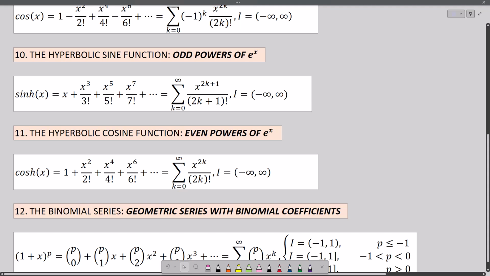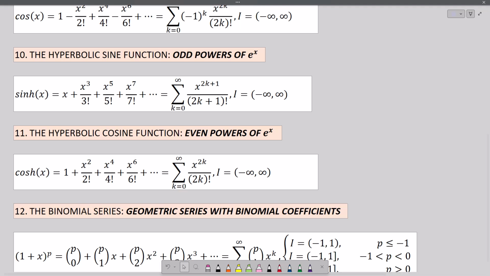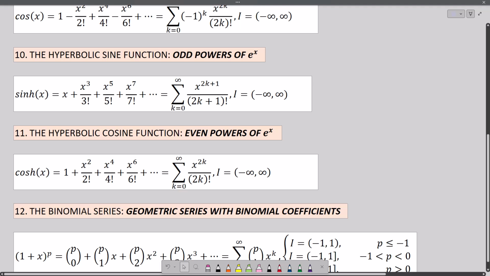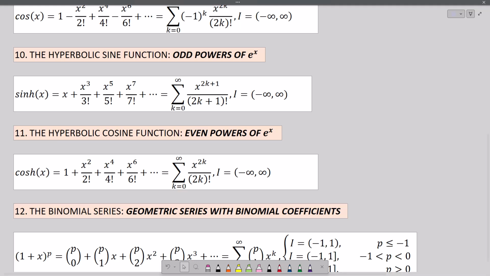Sinh and cosh look almost identical to sine and cosine, except everything is positive, and these are exactly from e to the x, which we saw back when we did hyperbolics, and we saw that cosh of x is e to the x plus e to the negative x divided by 2. That equation will hold if you look at them in terms of power series.